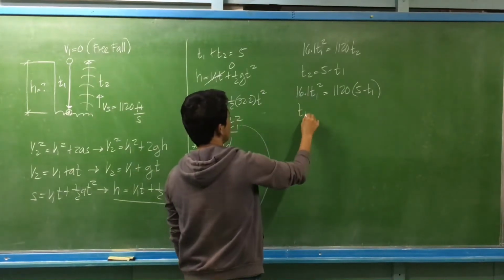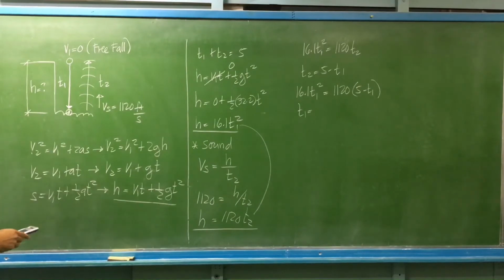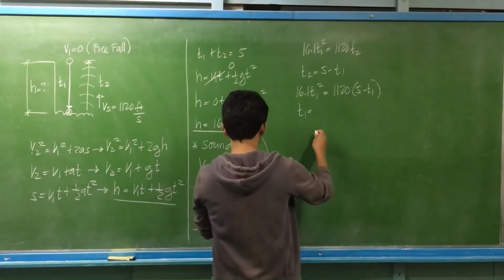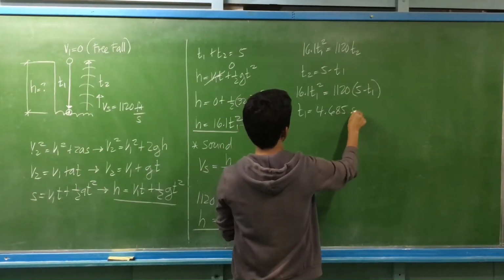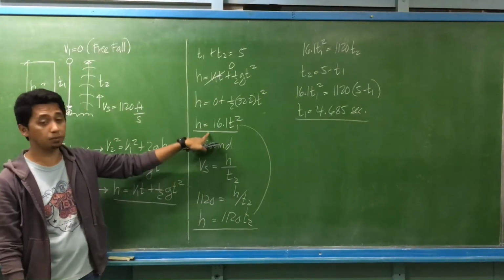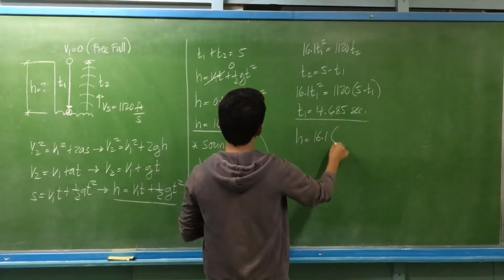So let's compute for our time number 1. So time number 1 is equal to 4.685 seconds. Can we now determine the height? I will make use of any of the equations. I'll be using the first one. This says the height is equal to 16.1 multiplied by time number 1 squared.